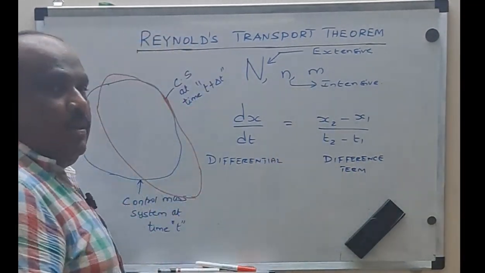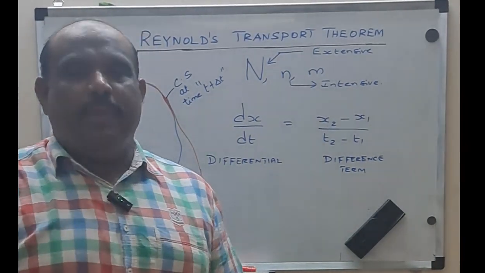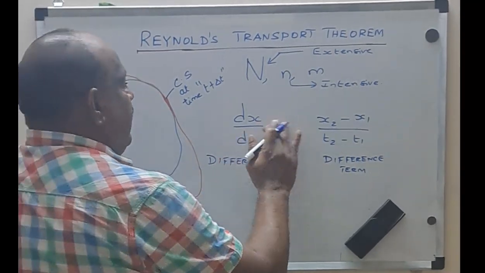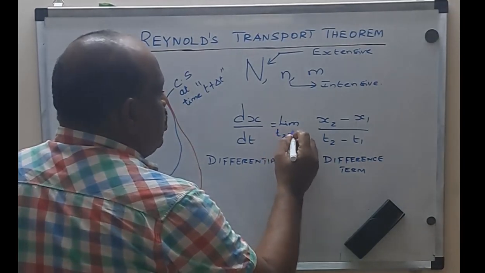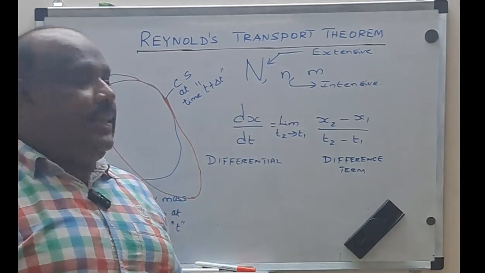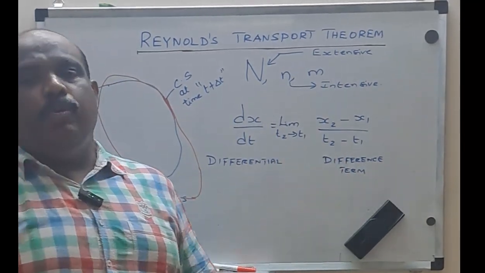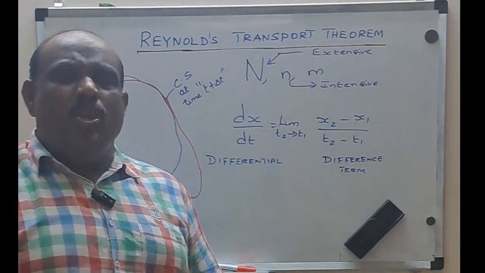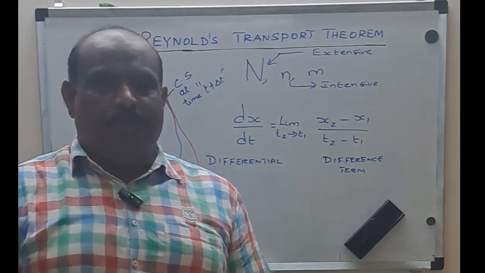Both are not actually equal. Both can't be actually equal, but we'll try to make it equal. Otherwise, it's called equivalent. When the limit t2 tends to t1, then (x2 minus x1) by (t2 minus t1) can be equated to dx by dt. That is, the difference of time between t1 and t2 should be almost 0, but not practically 0, because 0 means there is no value.